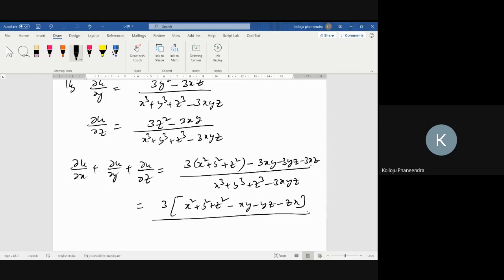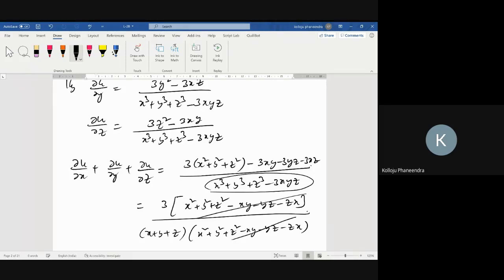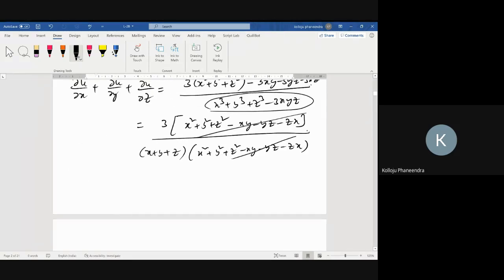What is that formula? (a + b + c)(a² + b² + c² − ab − bc − ca), that means (x + y + z)(x² + y² + z² − xy − yz − zx). This is the formula of a³ + b³ + c³ − 3abc. So these two are getting cancelled. So what I'm getting, ∂u/∂x + ∂u/∂y + ∂u/∂z equals 3 upon x + y + z.